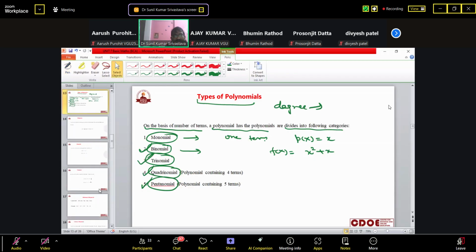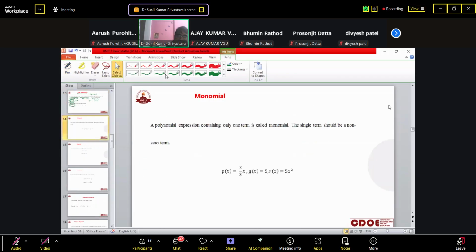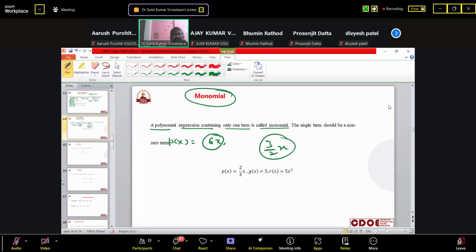Now we have to look at examples one by one. First is the monomial. A polynomial expression containing only one term is called a monomial. Suppose we have p(x) = 6x. This is only one term, so it is known as a monomial. 3/2 x is only one term, that is a monomial, and so on. x³, only one term, a monomial. x⁵, only one term, a monomial. Any expression containing only one term is a monomial.